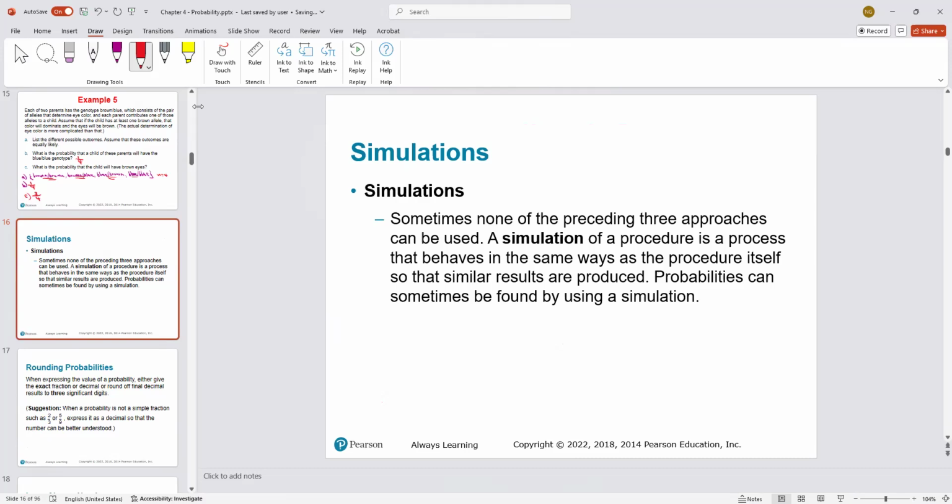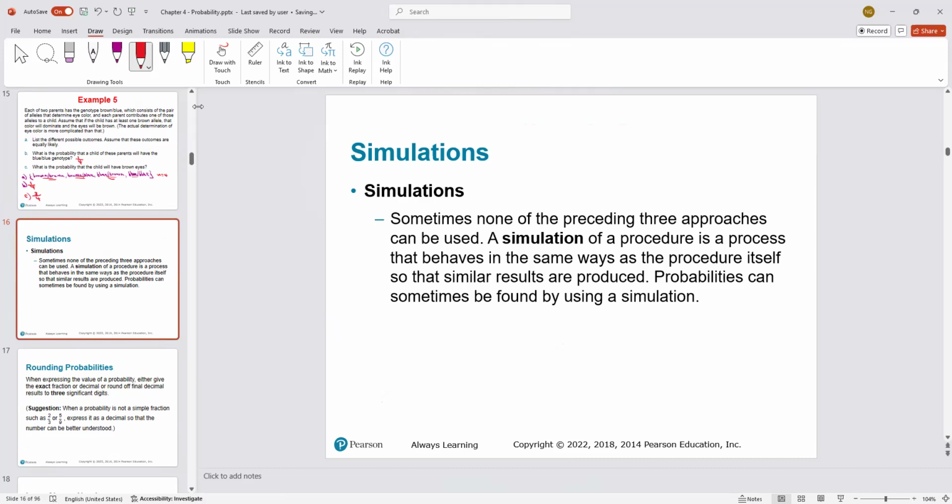is a process that behaves in the same way as the procedure itself, so that similar results are produced. Probabilities can sometimes be found by using simulation. Remember, we don't want someone to fly an airplane from New York to Paris on the first day, right? They go to a school to become a pilot. So we need to make sure that they do some simulation. If we want to know the effect of alcohol on drivers, we don't want any drivers to drink a ton of alcohol and drive. We need to do it using simulations.